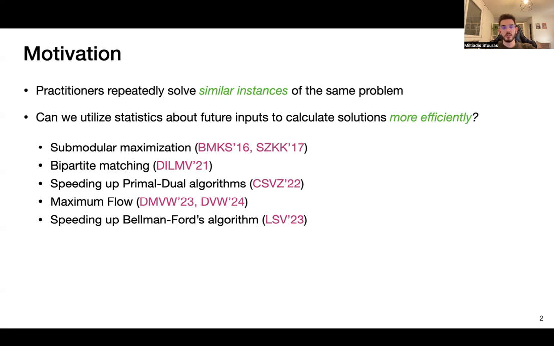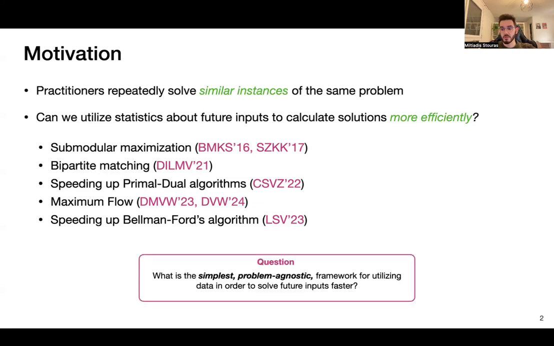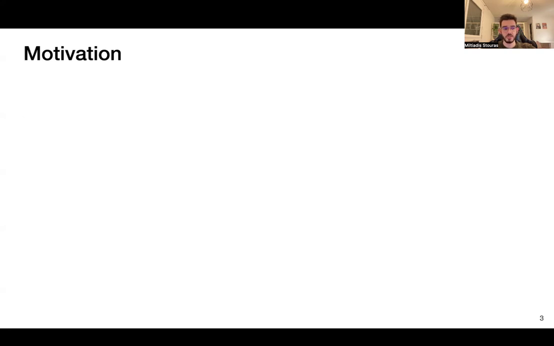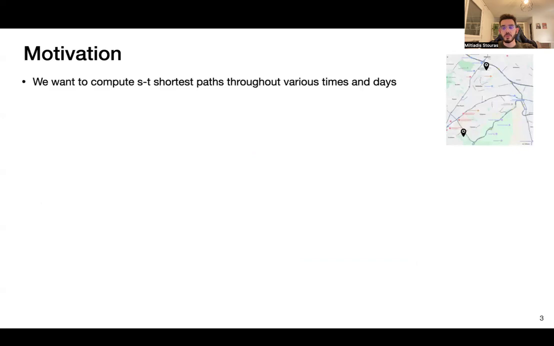So with our work, we wanted to define the simplest problem agnostic framework under which people can use data in order to be more efficient on computing solutions for future inputs. So I want to build up to the framework we define through an example. Suppose that we are operating some maps application, and there are two specific locations in a city, and a lot of customers are querying for a shortest path between these two specific locations at various times throughout the day and at various times, days in a year.